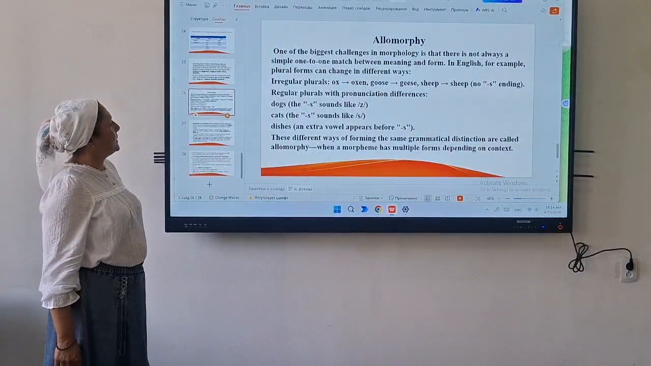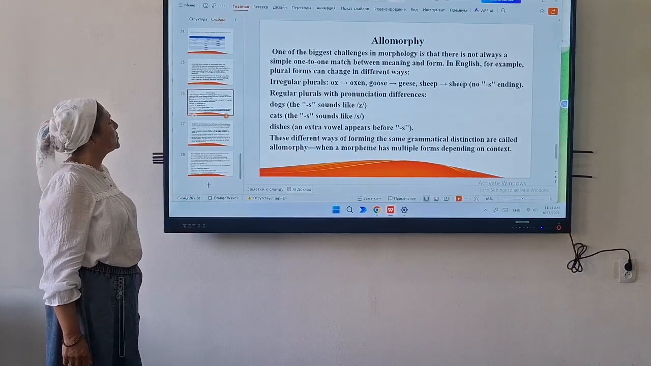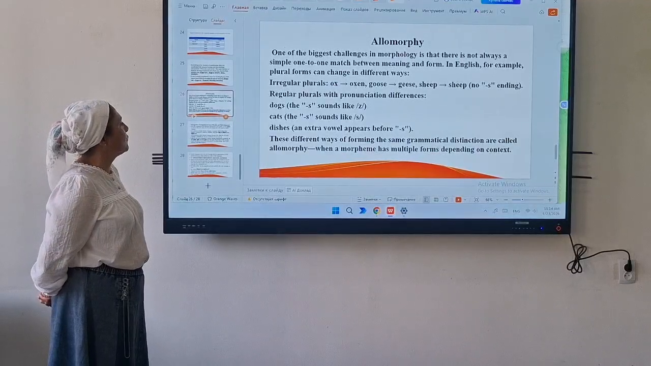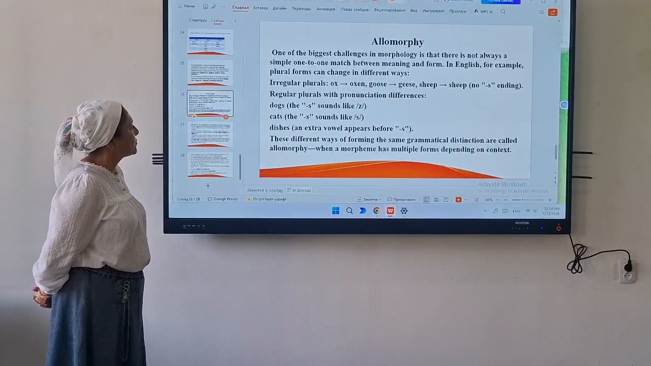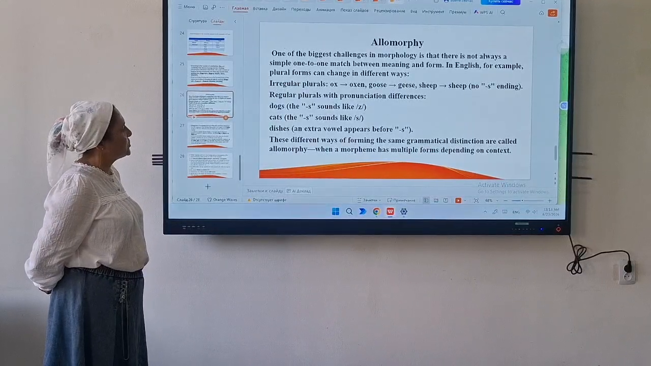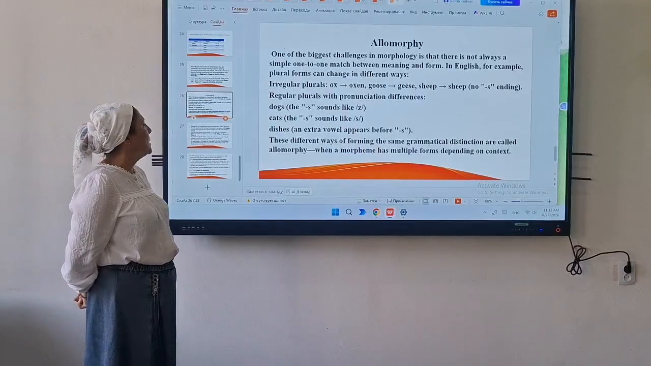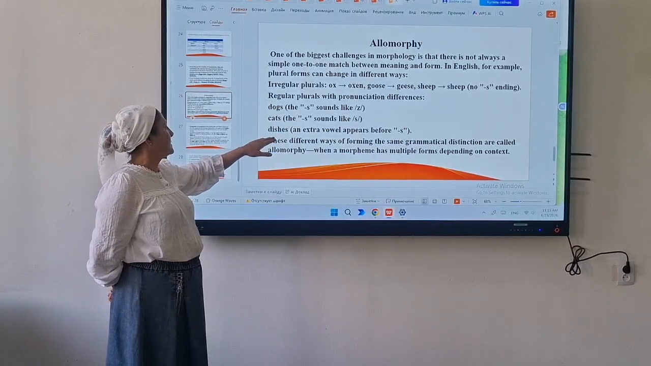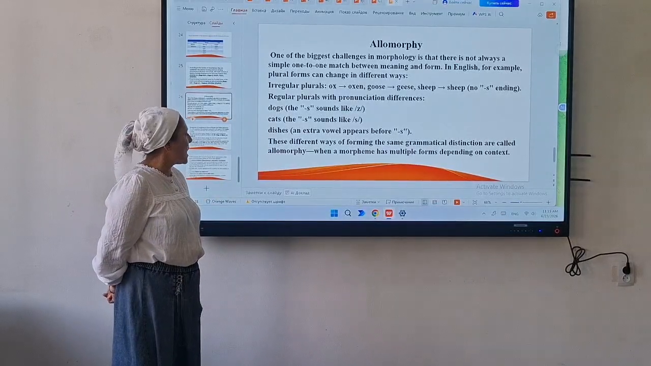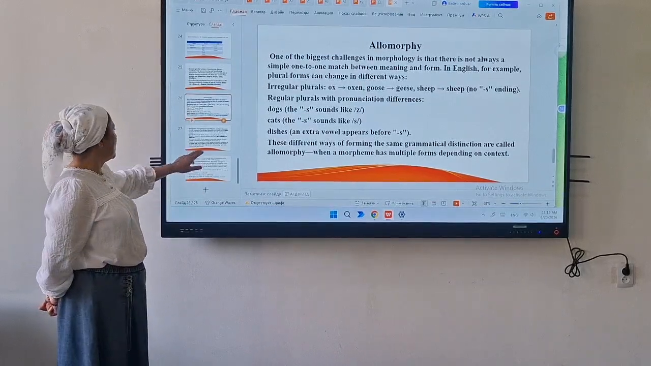Allomorphy. One of the biggest challenges in morphology is that there is not always a simple one-to-one match between meaning and form. In English, for example, plural forms can change in different ways. Irregular plurals: ox, oxen, goose, geese, sheep, sheep. Regular plurals with pronunciation differences, for example, dogs, cats, dishes. These different ways of forming the same grammatical distinction are called allomorphy, when a morpheme has multiple forms depending on context.